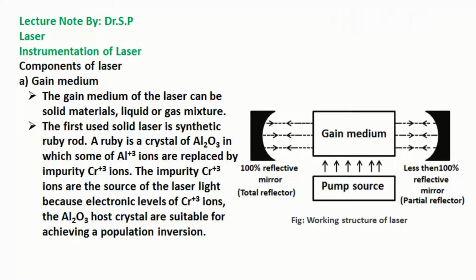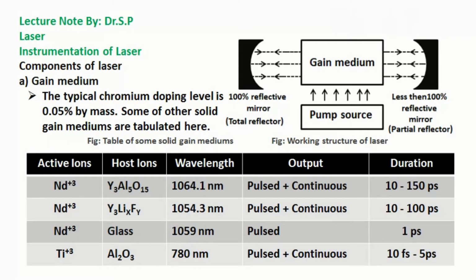Gain medium. The gain medium of the laser can be solid materials, liquid, or gas mixture. The first used solid laser is the synthetic ruby rod. A ruby is a crystal of aluminum oxide Al2O3 in which some of the aluminum ions are replaced by impurity chromium ions. The impurity chromium ions are the source of the laser light because the electronic levels of Cr3+ ions in the aluminum oxide Al2O3 host crystal are suitable for achieving a population inversion. The typical chromium doping level is 0.05% by mass.